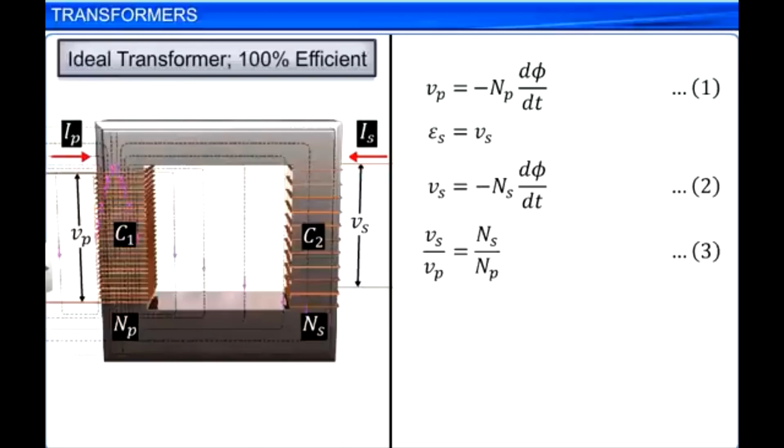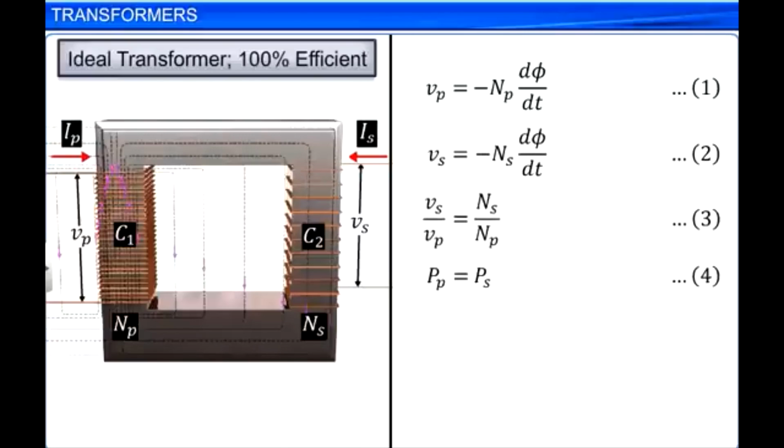We know that power P is the product of the current I and the voltage V. Hence, we get P = IV. Now, for an ideal transformer, we have power in the primary coil, PP, equal to power in the secondary coil, PS. Let this be equation 4. This can be written as IP × VP = IS × VS, or VS/VP = IP/IS. Let this be equation 5.